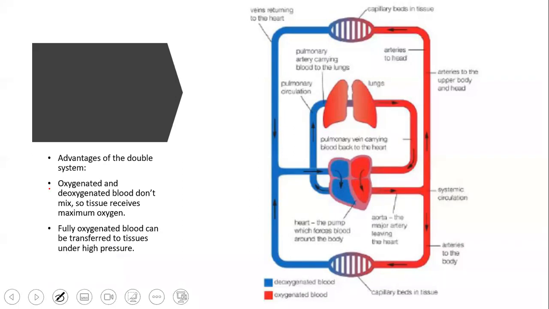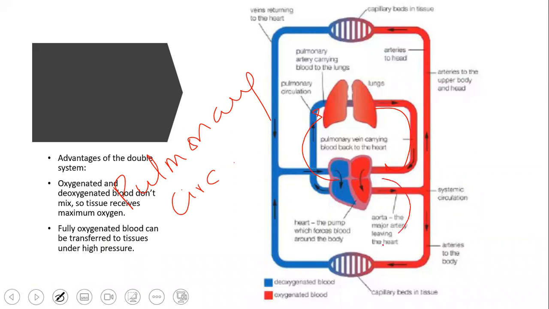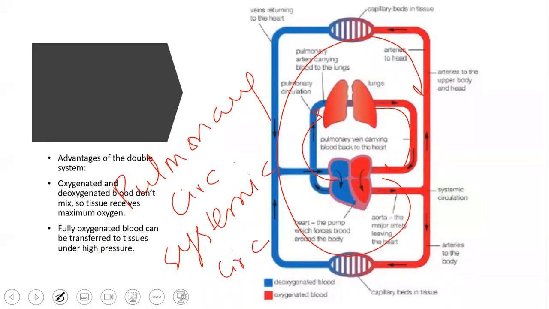When this blood is passing through the lungs, that is known as pulmonary circulation. That is known as pulmonary circulation when the blood is passing from the heart to the lungs. Then when the blood passes from the heart to the rest of the body, that is known as systemic circulation. So we have two types of circulation: pulmonary circulation, and the second one is systemic circulation. So this is basically the circulatory system that we have.